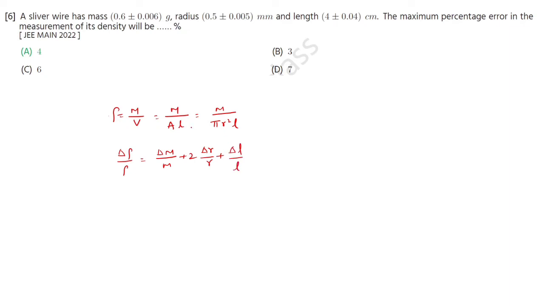So by substituting the values, here we can get the percentage error in the density. Delta m value is how much? So 0.006 divided by 0.6, plus 2 into delta r value 0.005 divided by 0.5, plus delta L, 0.04 divided by 4. So if we simplify, finally we are going to get this as 4%. Okay, that is option A.